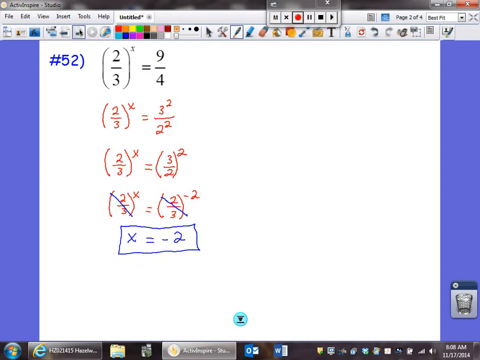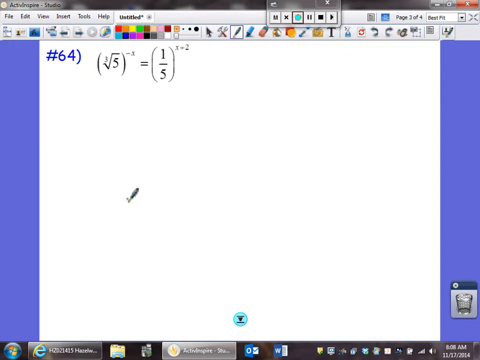I'm going to move on to the next question, which is 64, with the same directions. We have a cube root of 5. Using our rule that says we can write this as a fractional exponent, the cube root of 5 is the same as 5 to the 1/3 power. There's still a negative x out here as its exponent.